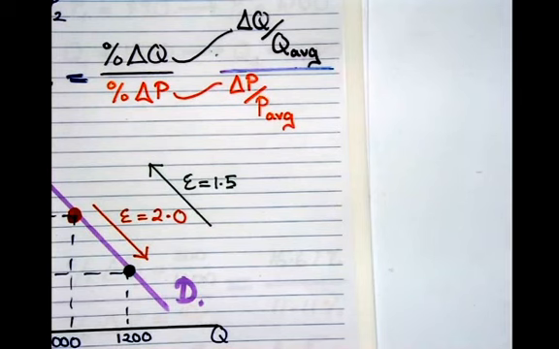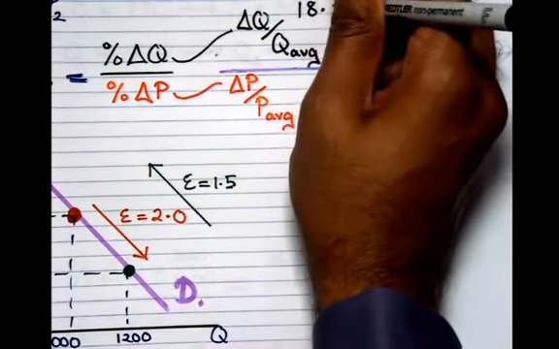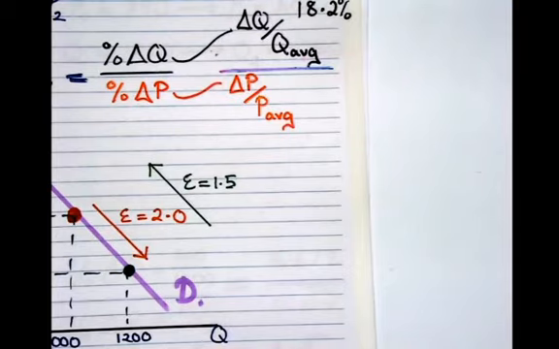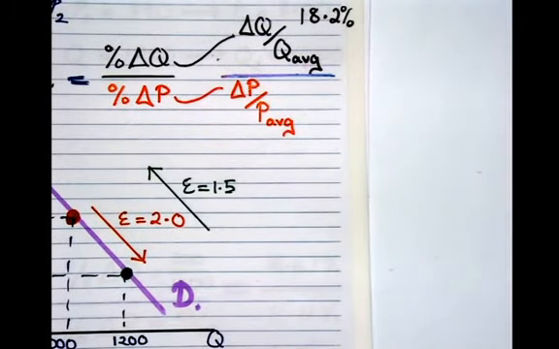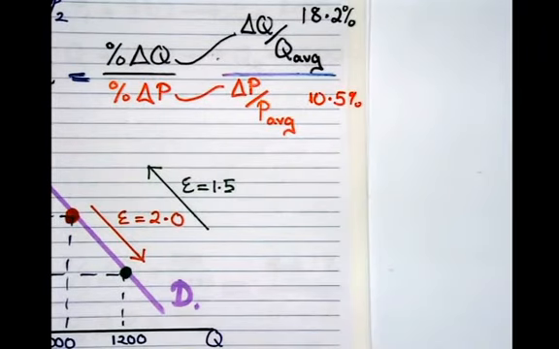So 200 divided by 1,100 gives you 18.2%. And 10 divided by 95 gives you 10.5%. 18.2 divided by 10.5 gives you 1.73 for elasticity.